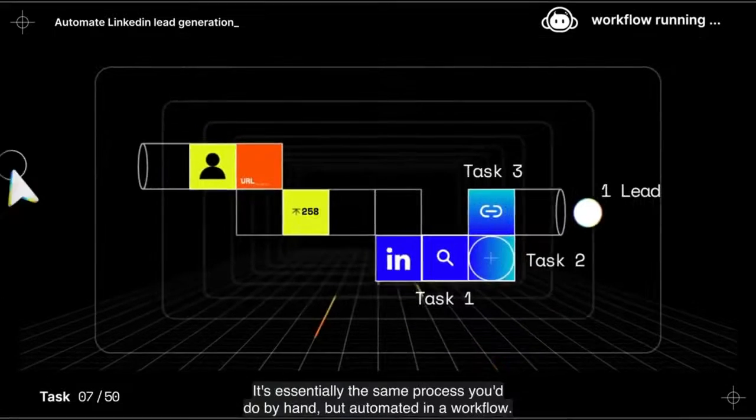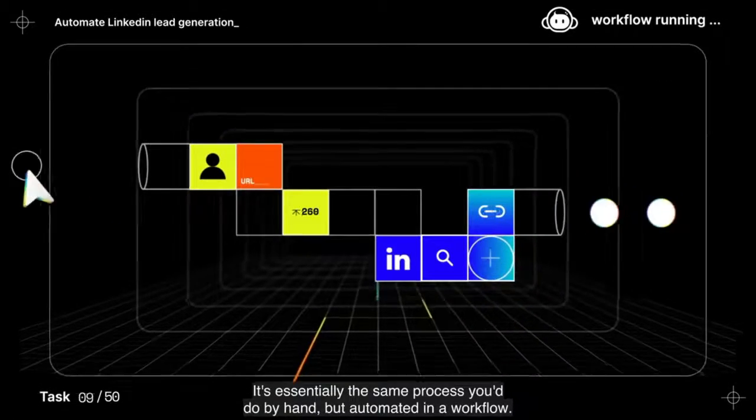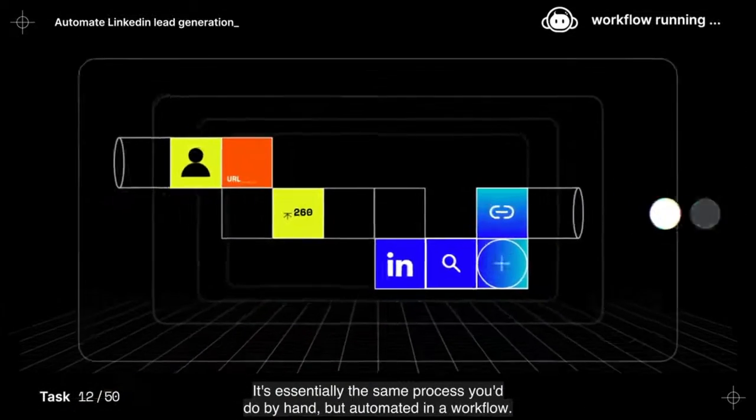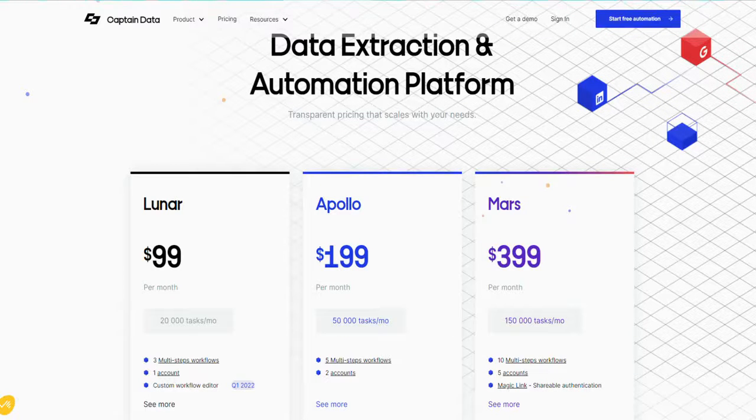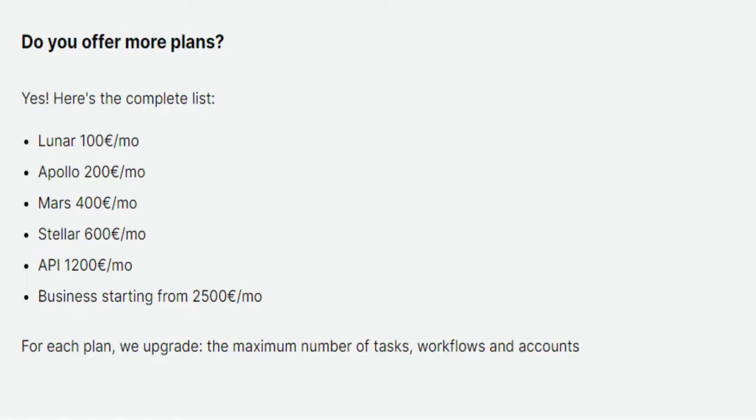If you have a question about whether they are offering a few more plans, yes, of course they have more plans also. In the pricing dashboard, they have mentioned only 3 plans, Lunar, Apollo and Mars, but they have Stellar, API and business plans also. If you go with the Lunar plan, as I have already told you, you have to pay 100 euros for Apollo, 200 euros for Mars, 400 euros monthly. For Stellar, if you go with the Stellar plan, you have to pay 600 euros monthly. If you go with the API plan, you have to pay 1200 euros monthly.